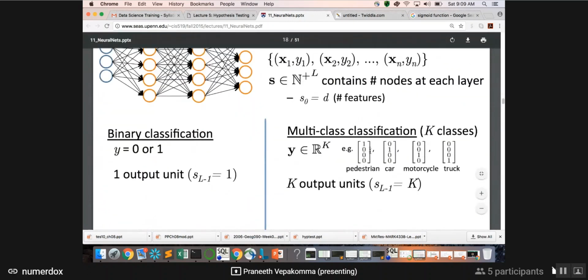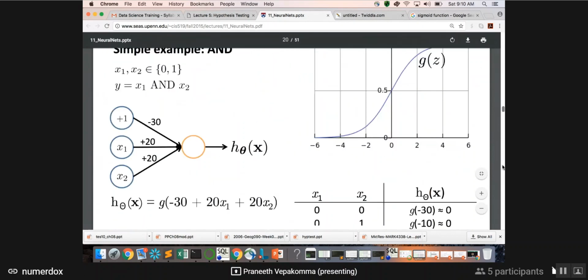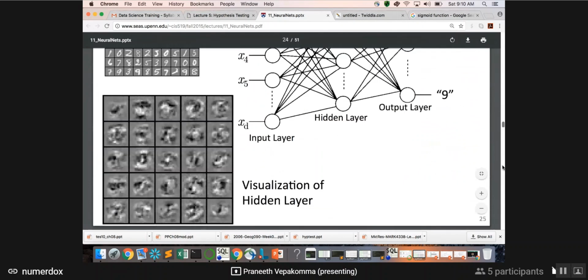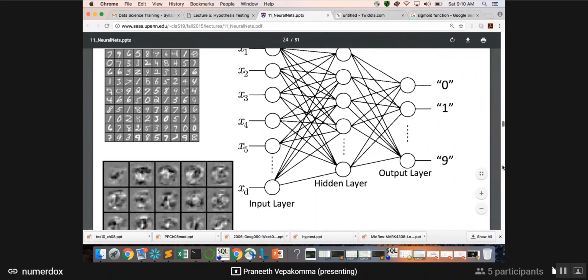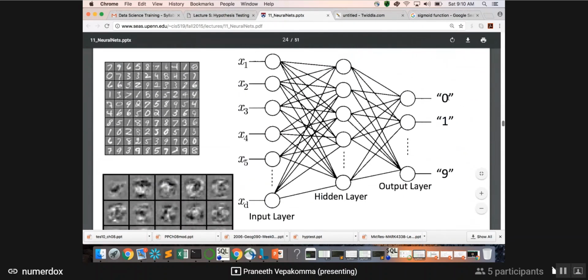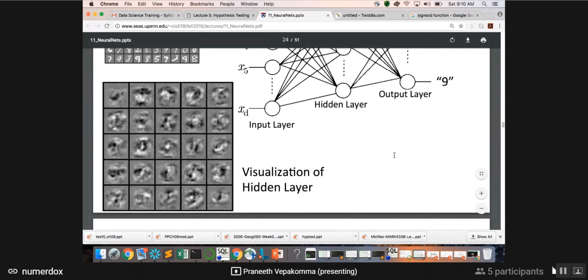But instead of 4, you'll have 10 here. Whenever it is digit 1, you'll have a value close to 1 in the first position, and the rest will be 0 when it predicts. For digit 2, you'll have 10 positions, but the second one will be close to 1, and so on. That's what is happening in the multi-class representation. Finally, you get output 0 to 9 based on which number is closest to 1.